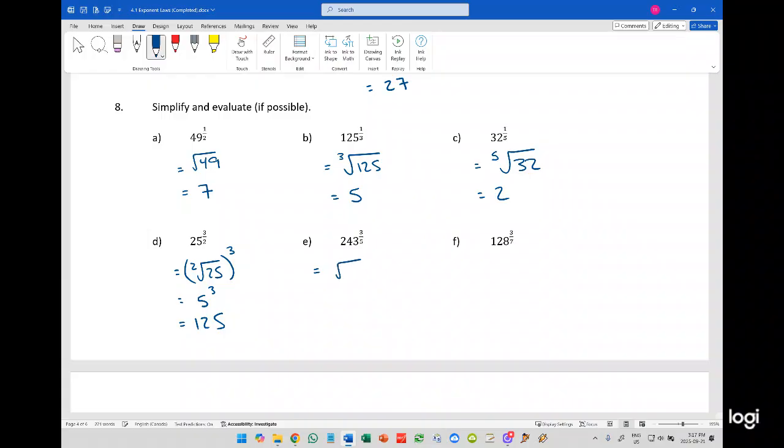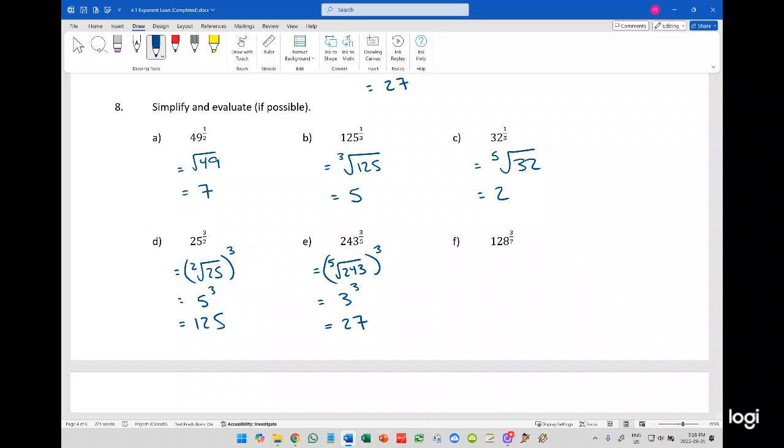This one is the fifth root of 243, all cubed. And again, you can guess what it is by just trying a few easy ones. 2 to any exponent is going to be even. 3 times 3 is 9, times 3 is 27, times 3 is 81, times 3 is 243. So yeah, it looks like it's going to be 3 cubed. And 3 cubed is 27.